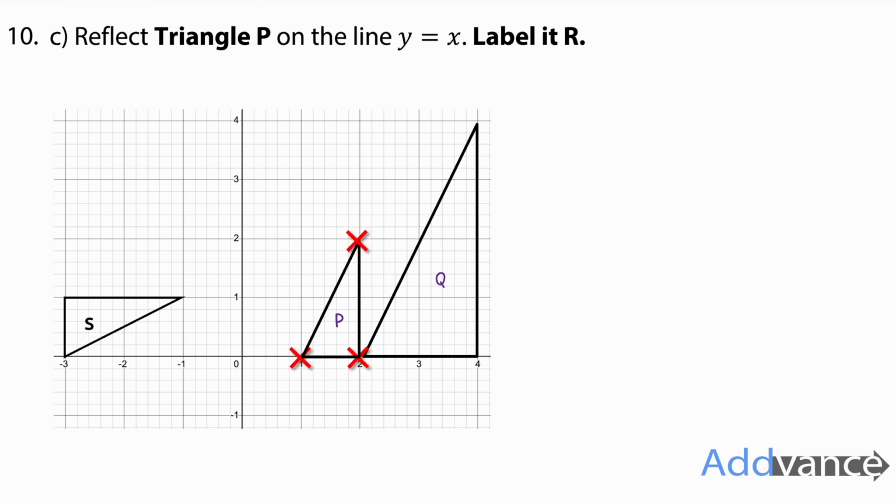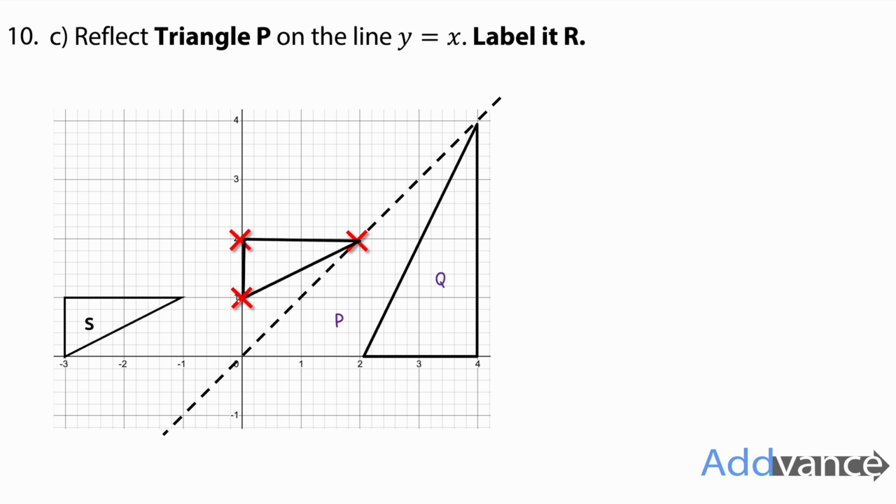Question C, we're going to reflect triangle P in the line y equals x, label it R. So triangle P looks like this, and we reflect like this, moving every corner across the reflection line to the other side. We get this triangle here, which is a perfect reflection.